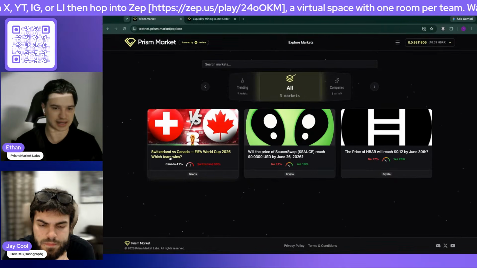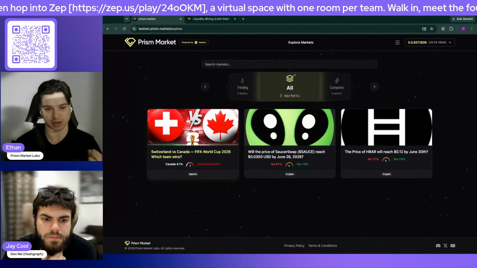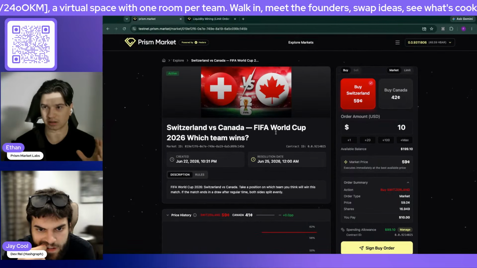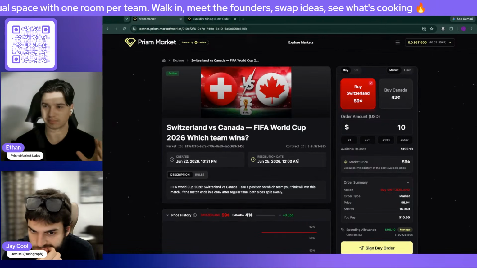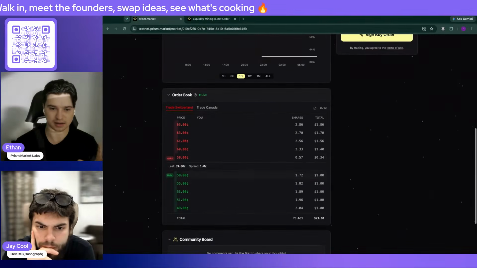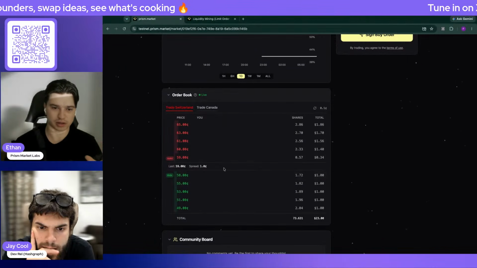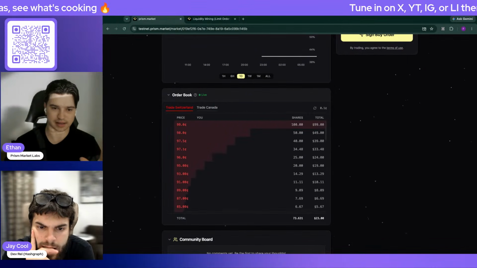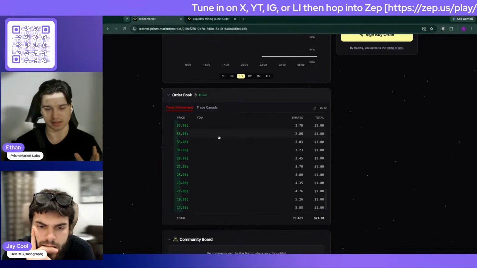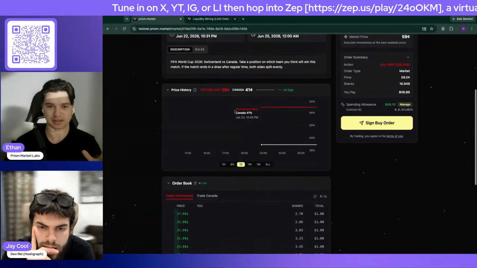For the sake of the demo, we'll choose this market, Switzerland versus Canada. This game will happen tomorrow, actually. And you can see here, this is the order book where all the different limit orders that users are placing for each side, where you can see the bids and asks. And this is the chart.